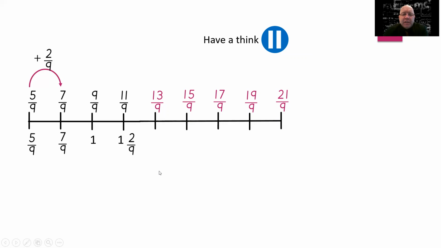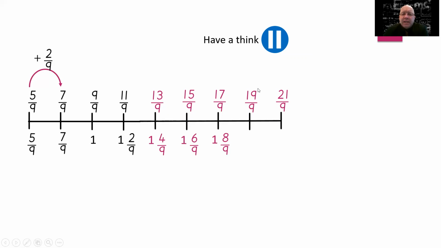What is 13/9 as a mixed number? We ask ourselves, how many nines in 13? Well, there's one. So we've got one whole one, and then there's 4 remainder. So we've got 4/9. So 1 and 4/9. 15/9 is 1 and 6/9. 17/9 is 1 and 8/9.